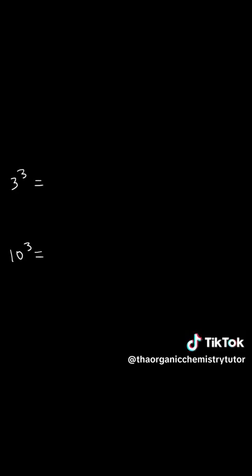Evaluate the entire expression. So 3 to the 3rd is 3 times 3 times 3. 3 times 3 is 9. 9 times 3 is 27. And so that's the answer for the first one.